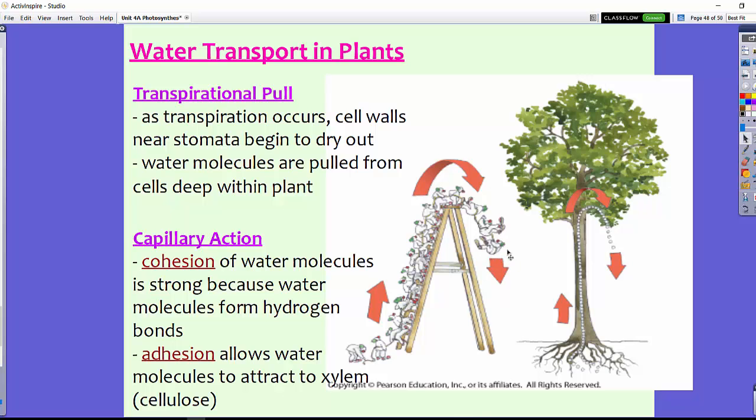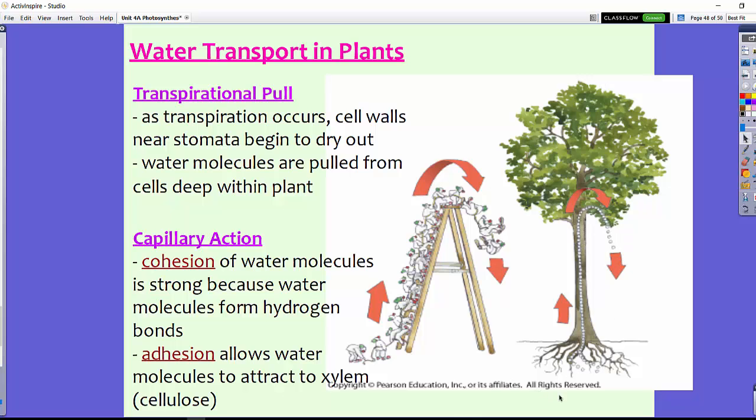As the first clown comes over the ladder and starts to fall, all the other little clowns that are attached to the rope are also going to follow the first clown. This is what happens in transpirational pull. Imagine these clowns as water molecules. So once that first molecule leaves the cell, it's attracted to all those other water molecules behind it. So it gets pulled up from the roots, up through the stems, and into the leaves, and out through the stomata. And this is transpirational pull.